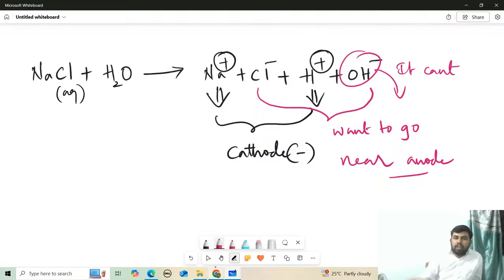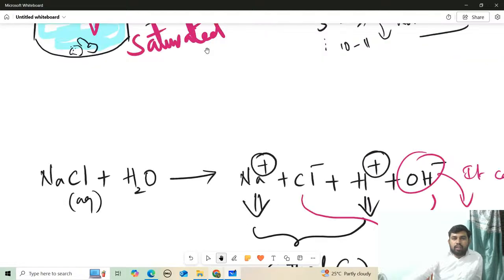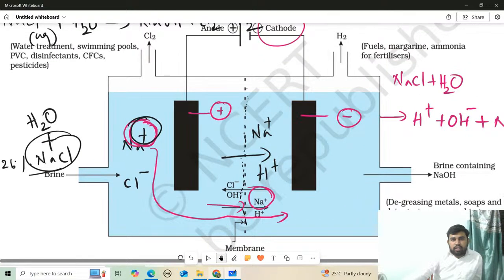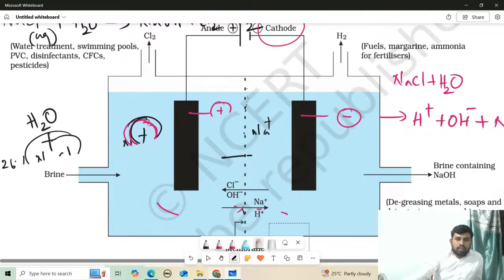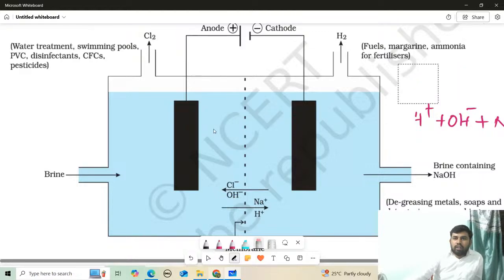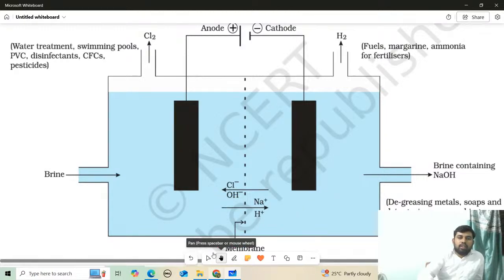Now come to this diagram. Now see what I'm saying here. Now we have this chamber, right? Let me erase all these things. Now which ions did we just discuss?